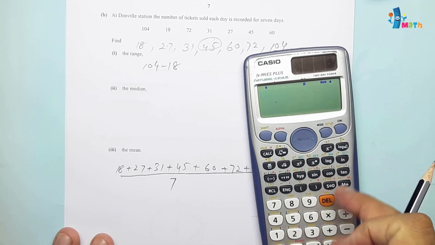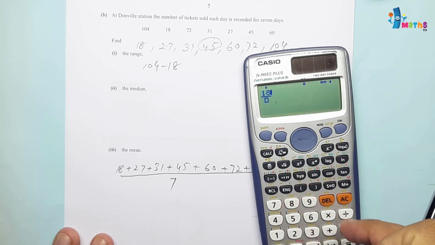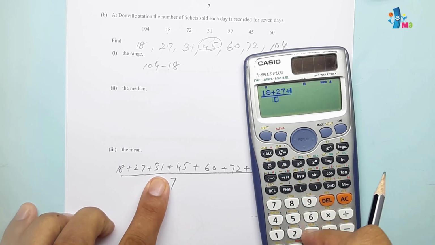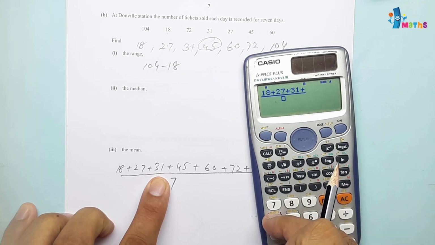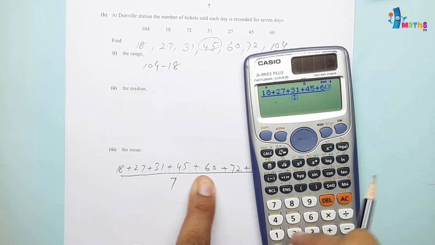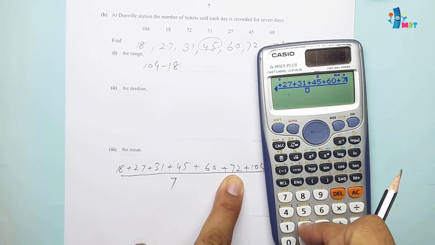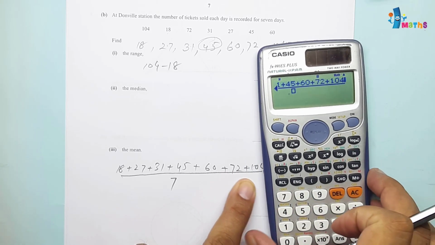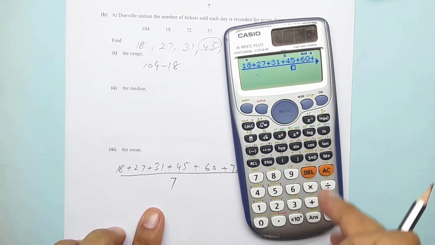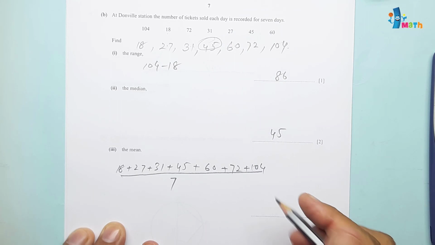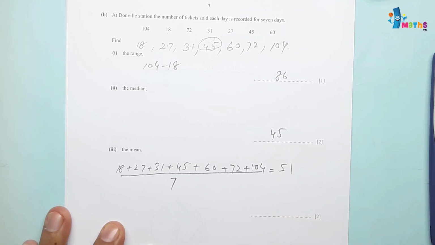So this will be the fraction 18 plus 27 plus 31 plus 45 plus 60 plus 72 plus 104, this is the last number, and divided by 7, this will be equal to 51. So our answer will be 51.